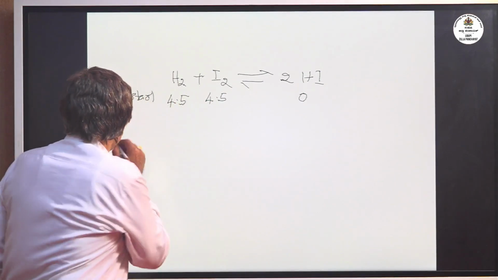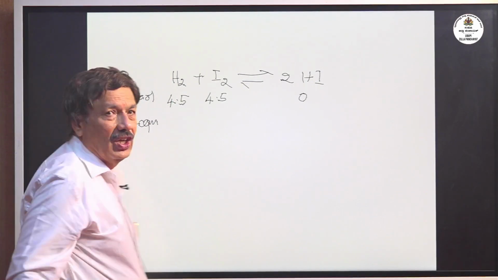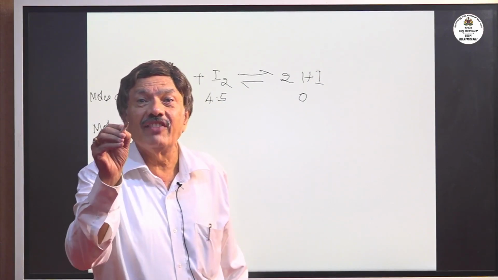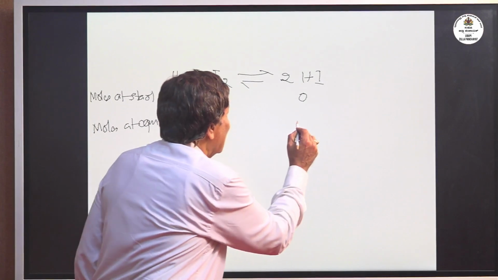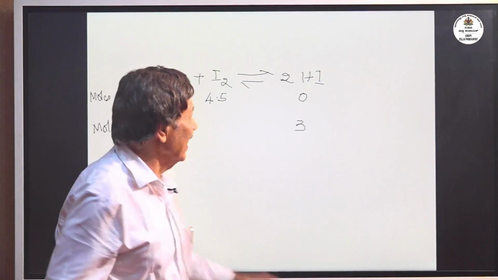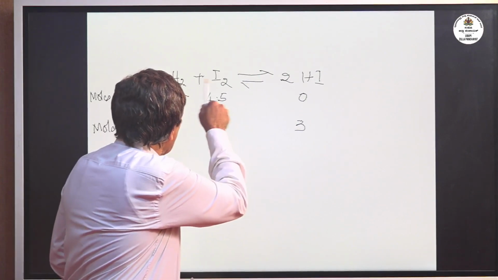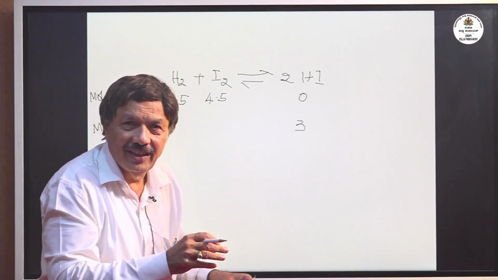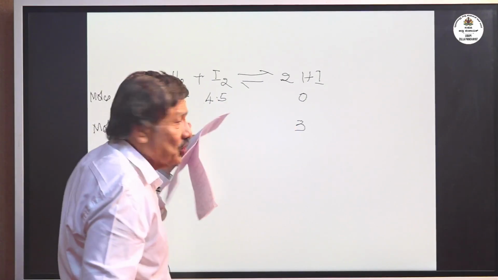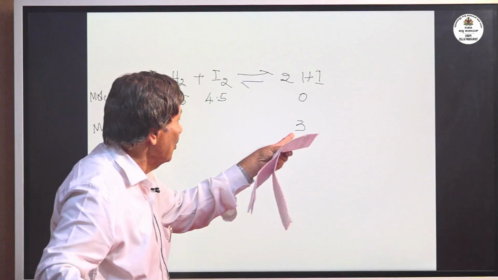Now, moles at equilibrium. This is more important. What are they given? At equilibrium, only 3 moles of HI were found. Now we have to use a little bit of logic. See here, the equation says that for 2 moles of HI, 1 mole of I2 and 1 mole of H2 have to combine. Now for getting 3 moles, half of that, 1.5 mole of H2 and 1.5 mole of I2 should combine, giving double of that, 3 moles of HI.